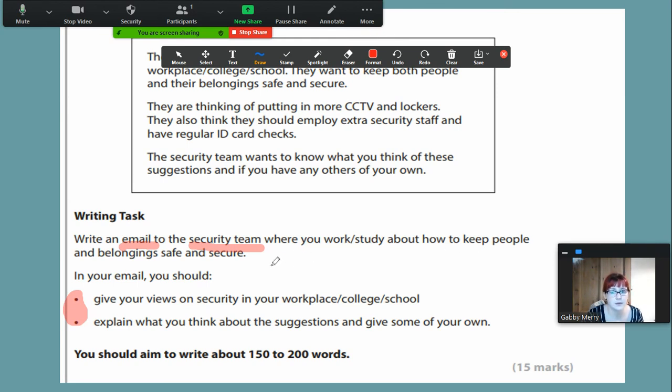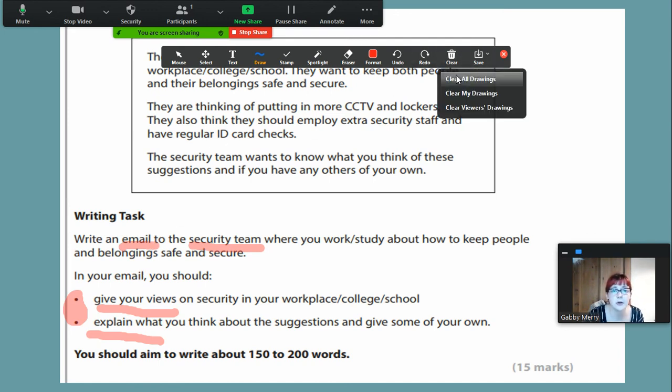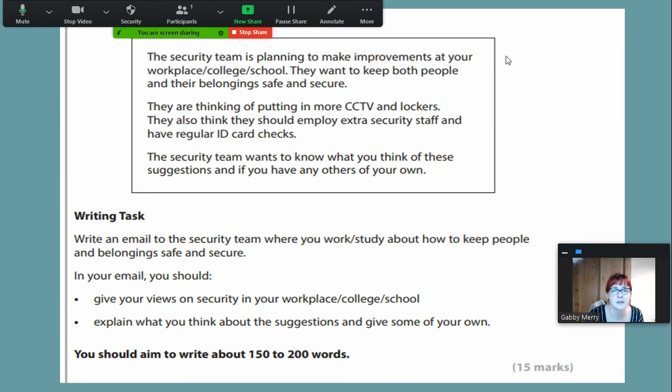What is my purpose? I'm giving my views, I'm explaining. So I'm being quite informative, aren't I? I'm sharing opinions. And again, this is going to affect the sorts of things I talk about. So now over to you guys. Have a go at the writing task if you've got time and pass that on to your tutors.